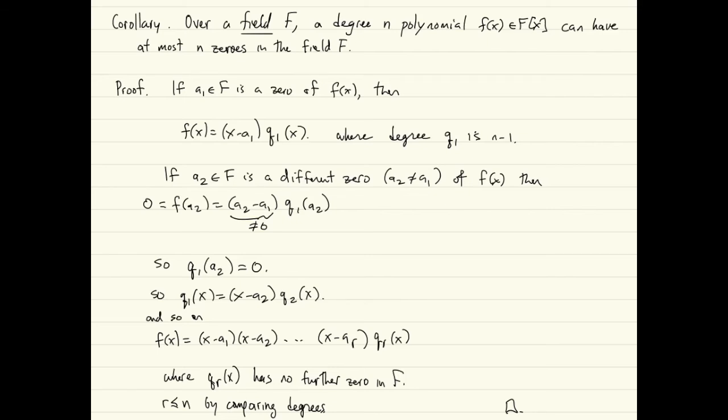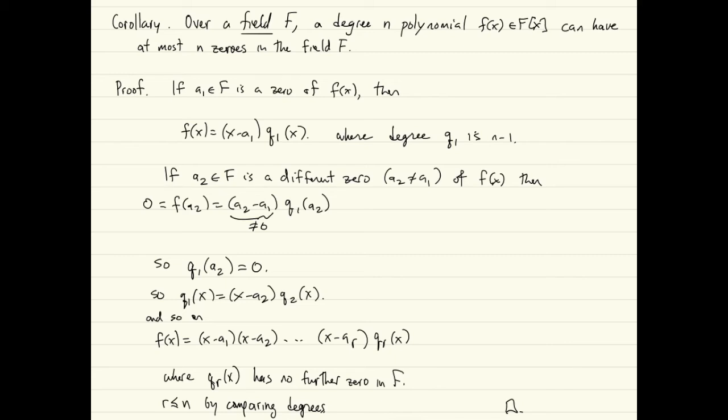As a corollary, let's prove the following theorem. It says that over a field, and it's important that we're working over a field, a degree n polynomial f(x) with coefficients in this field F can have at most n zeros in the field F.